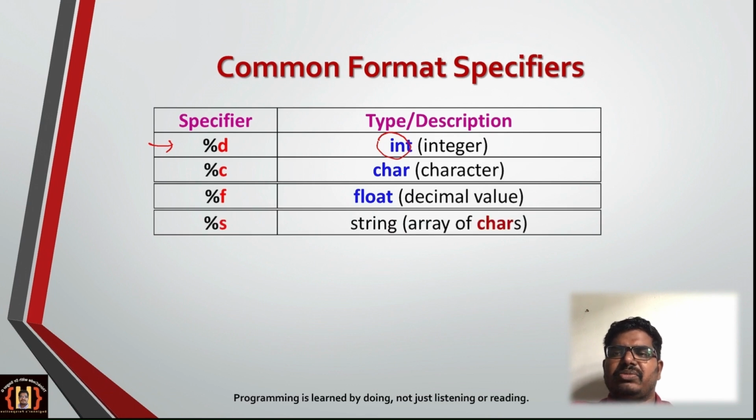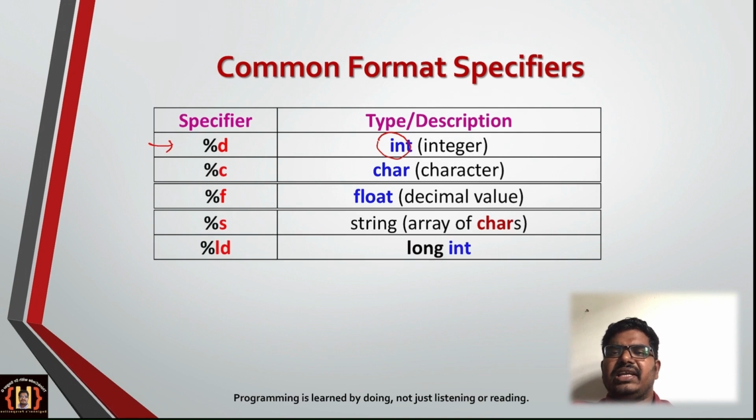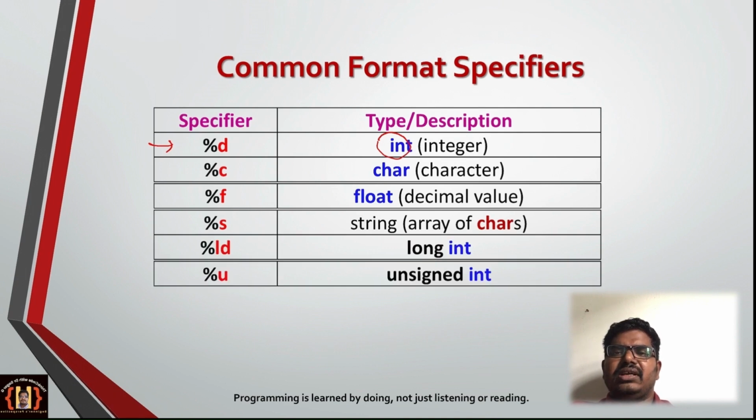There is no separate type called string. Remember this. To read strings, there is a type called array of characters. Only character is there. We have to deal with arrays separately, which we are going to do later on. And %ld is for long integer, and %u for unsigned integer. These are some of the common format specifiers used in the printf and scanf functions.